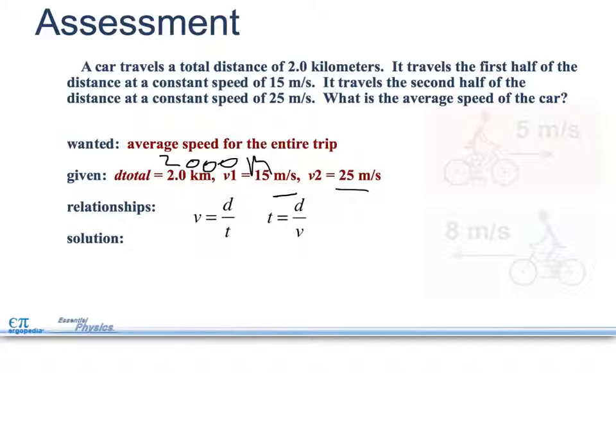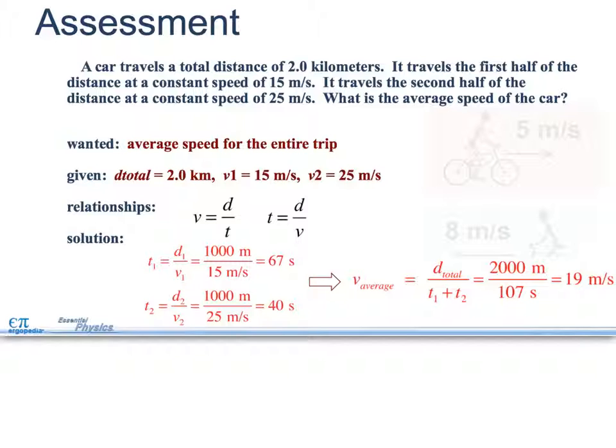So V equals D over T. T equals D over V. Our solution then has 2 parts. I had to find the time it takes for both parts. So for the first part of my journey, it took 67 seconds. For the second part of the journey, it took 40 seconds because each one went 1,000 meters. Because each one went halfway.